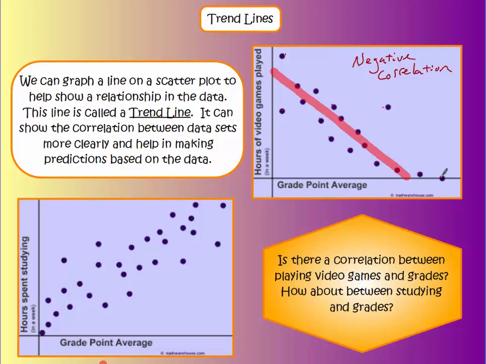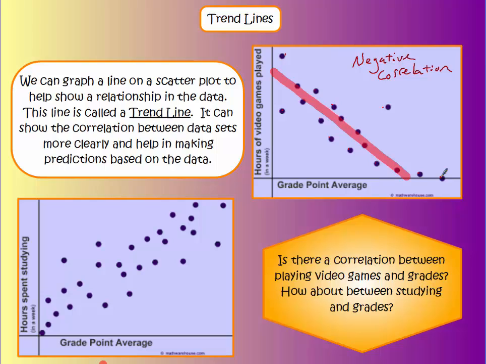Some other things to notice about this trend line is that it doesn't necessarily have to go through any points. It happens to be touching a couple, but the line itself does not need to go through any particular point that the data is suggesting. It just simply needs to be a good, close representation of the trend in which this data is moving. Okay, the relationship between the data, that's what it's showing.